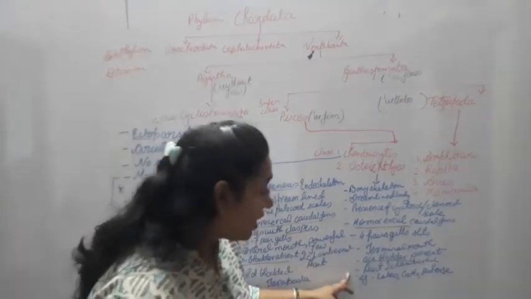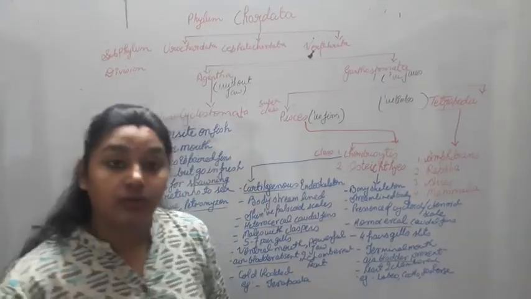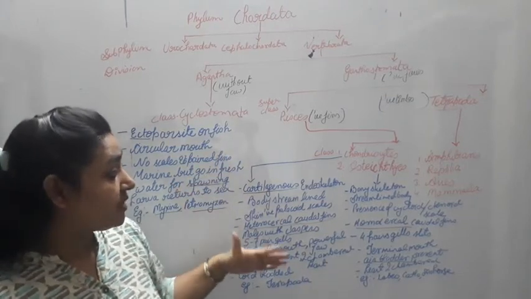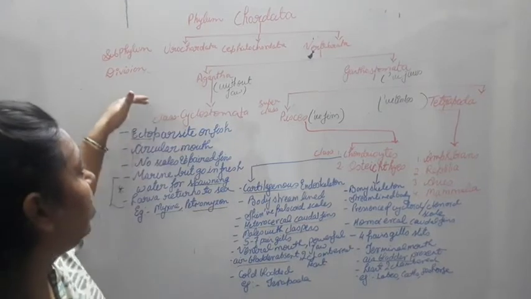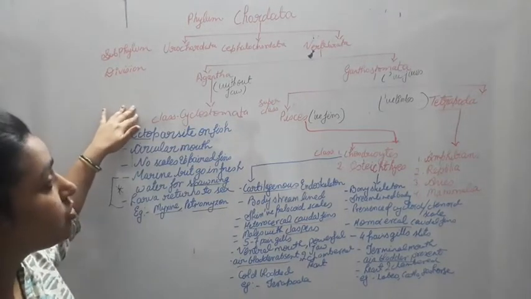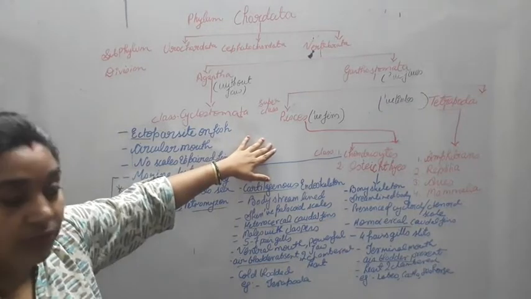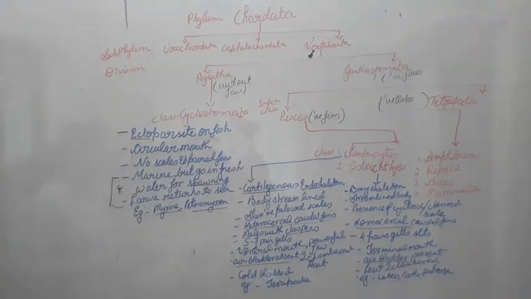They have a heart which is two-chambered. For example, labeo, catla, seahorse. So these are some examples of osteichthyes. So I hope you now understand the cyclostomes and the gnathostomes of the superclass Pisces. Okay, so just have a look at it and keep all these things in your mind.